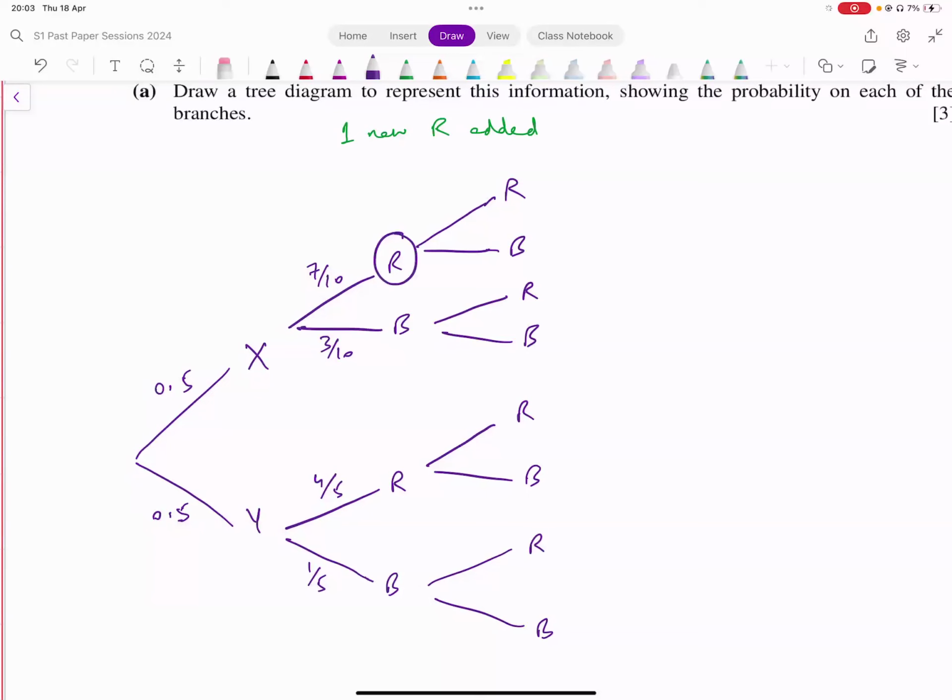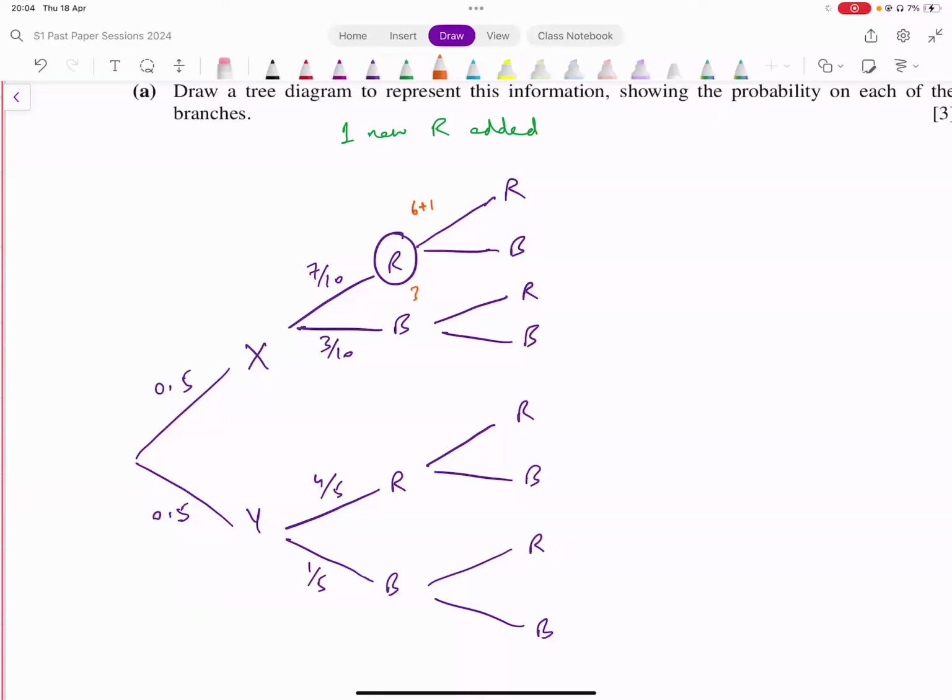If the first time marble R was taken from box X, how many marbles are we left? How many red marbles are we left with at this point? 6 red and 3 blue. However, a red marble is added here, so it becomes 6 plus 1.